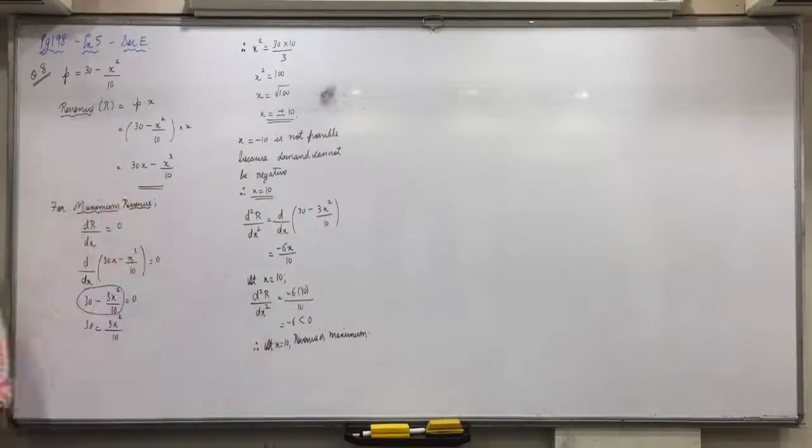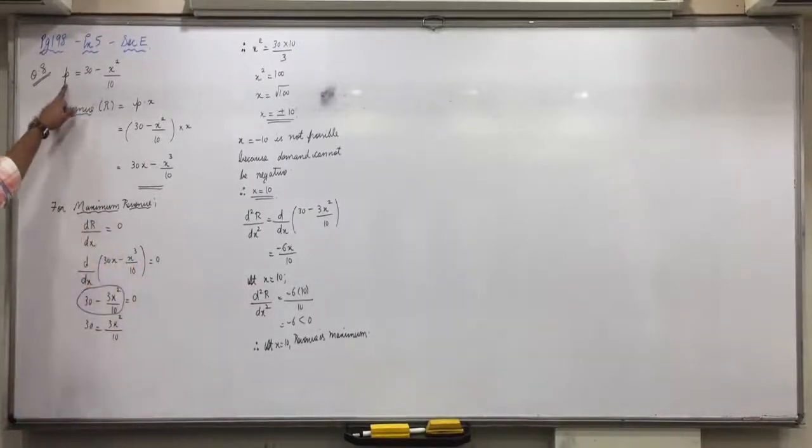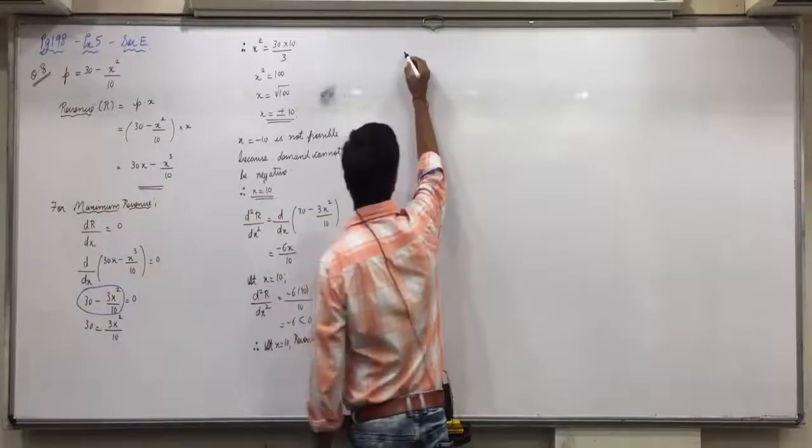Understood this, everyone? Now, are you asked only x in the question? Read the question. Find demand and price. Demand is x, that we obtained. And price, so price we can find by putting this x in the price function. So how will you find the price?